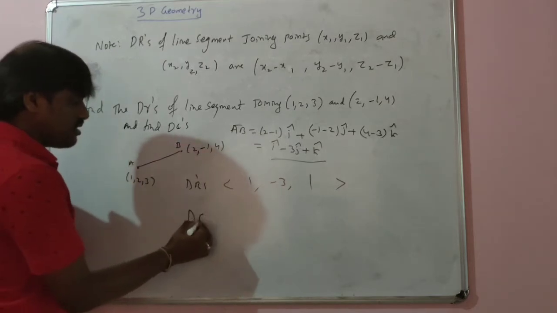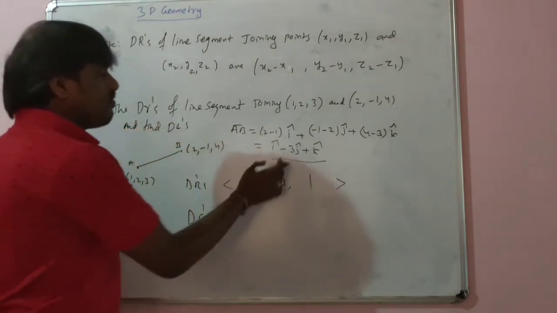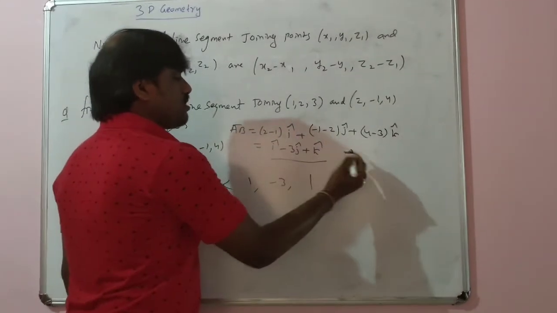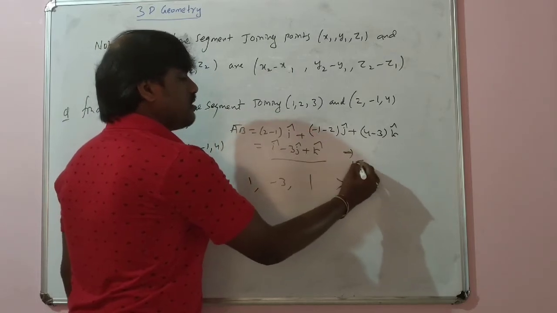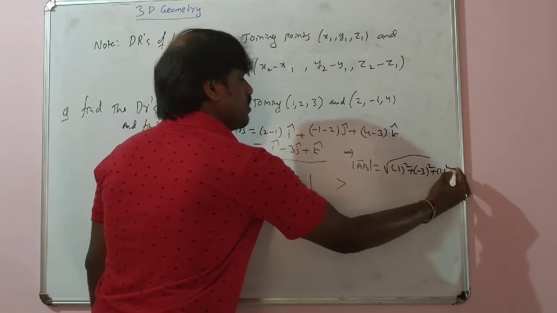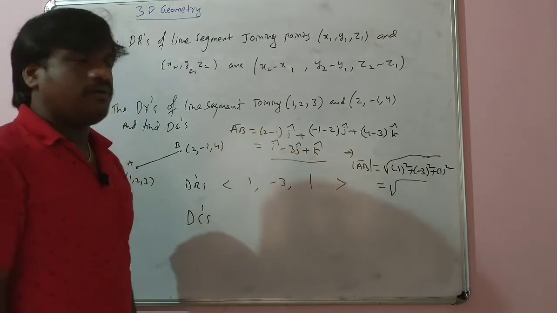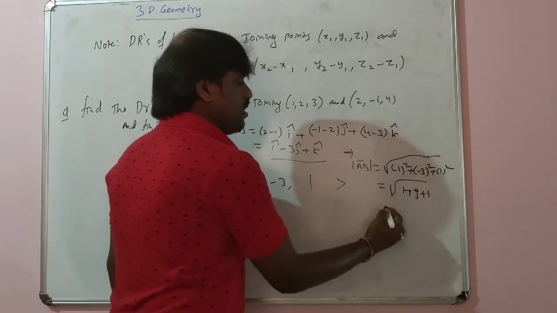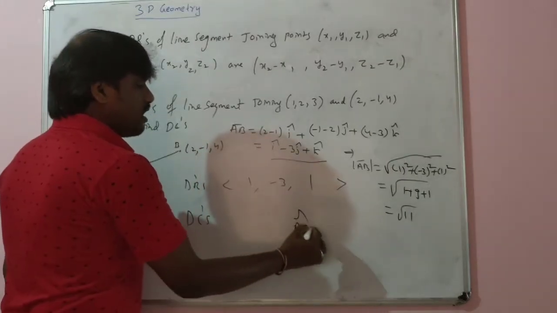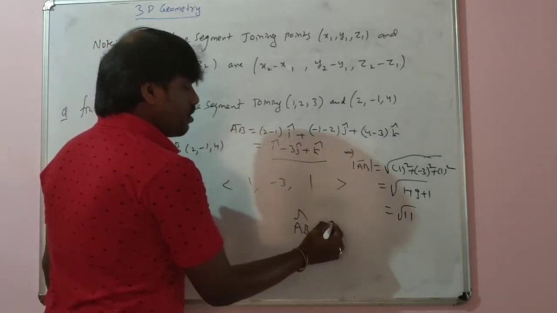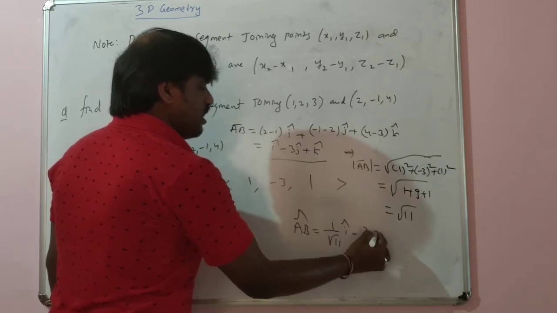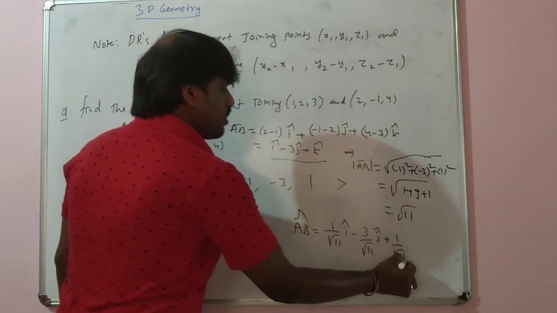Now what are direction cosines here? If you take the unit vector of this, what is the unit vector? I will find the magnitude of AB. The magnitude of AB here is square root of 1 squared plus minus 3 squared plus 1 squared, which is 1 plus 9 plus 1, that means root of 11, right? So the AB unit vector will be 1 upon root 11 i cap minus 3 upon root 11 j cap plus 1 upon root 11 k cap.